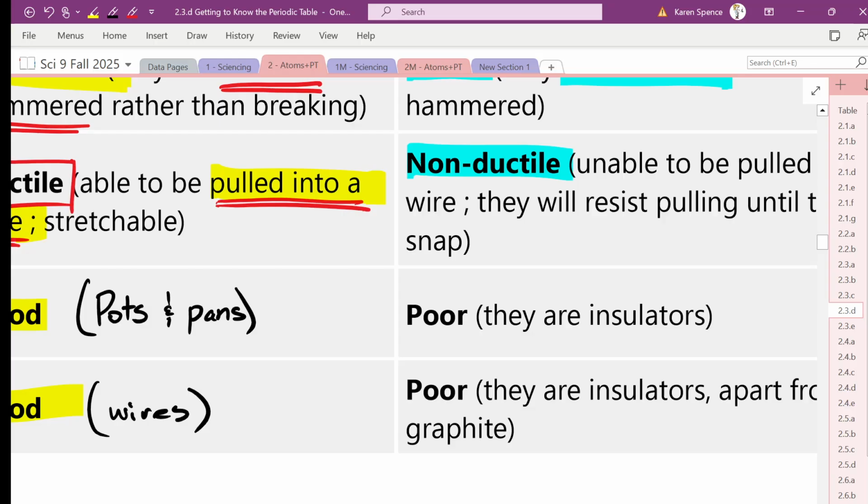Are nonmetals good conductors? No, they're poor. So these are the ones where it's all opposite. If you know that a metal is a good conductor, then you know that a nonmetal is a poor conductor.